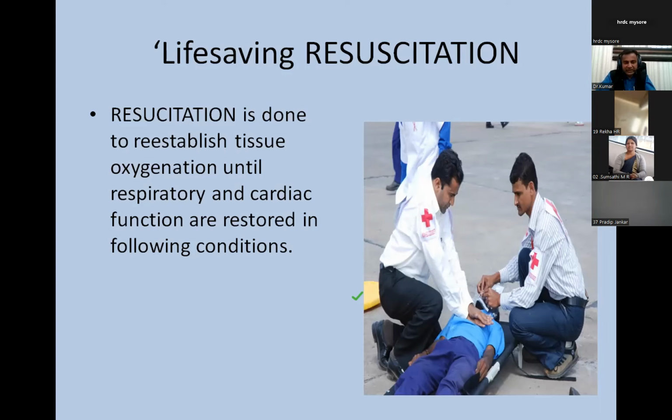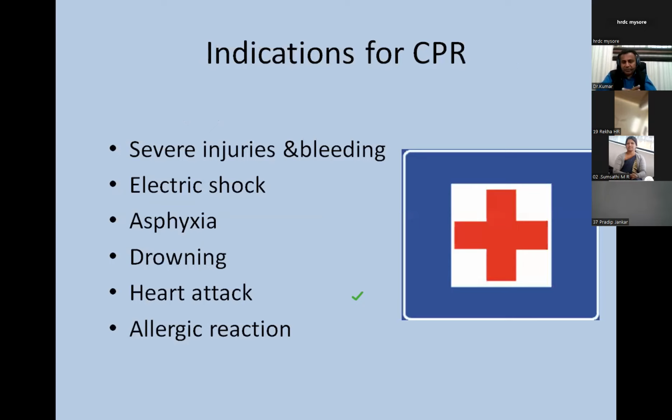Cardia means heart, pulmonary means lung, and resuscitation means re-establishing tissue oxygenation until the respiratory and cardiac function is restored. So what are the conditions which require CPR?